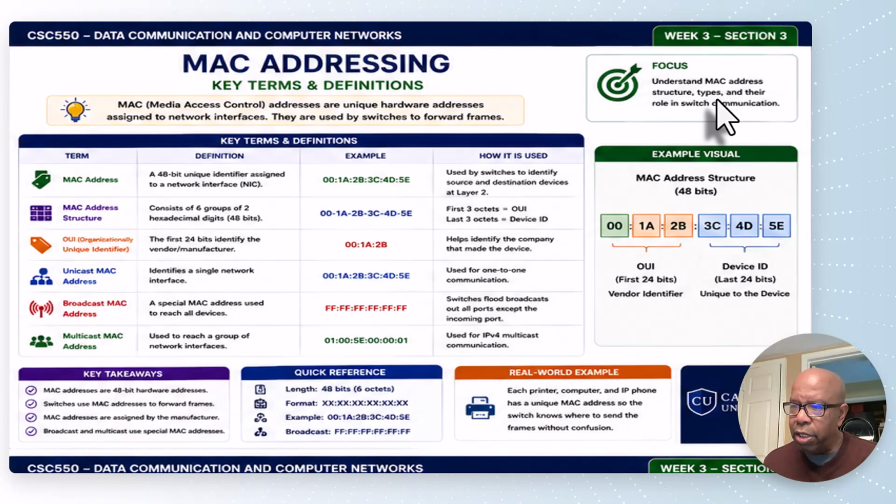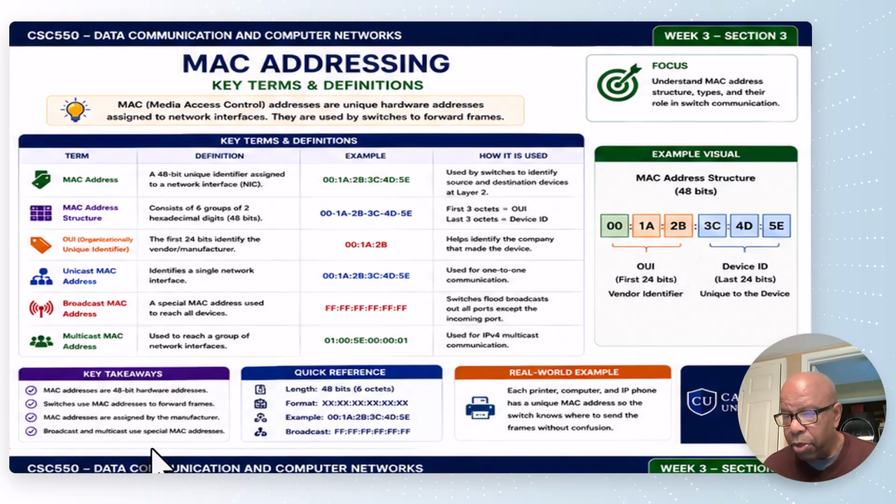We have the switch. The switch uses the MAC address and the IP address. And here are basically the pieces involved in getting that packet from where it's sent to the specific device. Key takeaways: MAC addresses are 48 bits. Switches use MAC addresses to forward frames. MAC addresses are assigned by the manufacturer. Think of the cell phone. I had an old cell phone, I'm getting a new cell phone. That cell phone has its own unique MAC address.